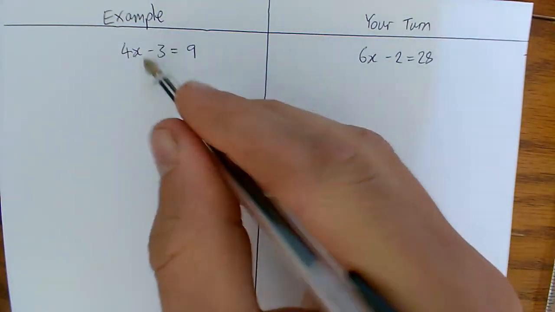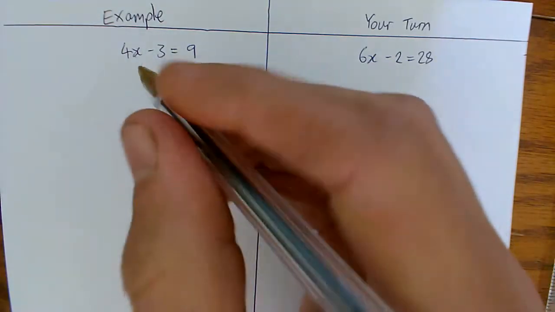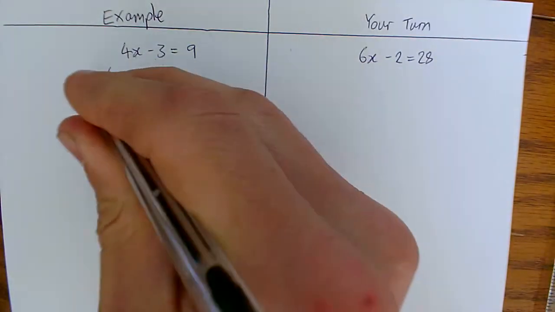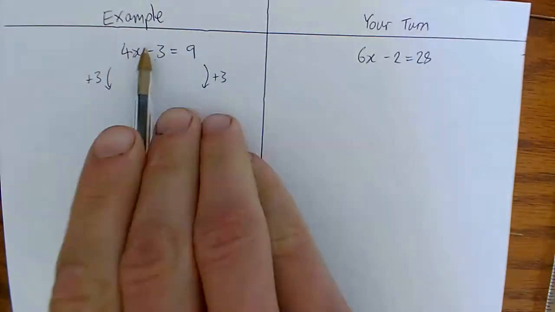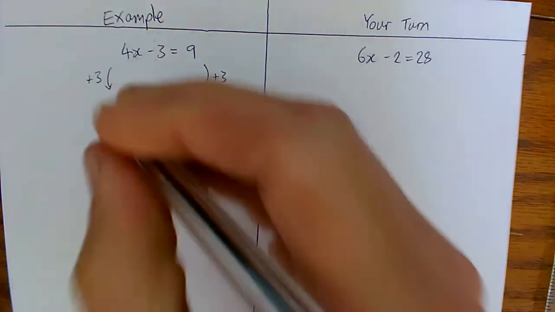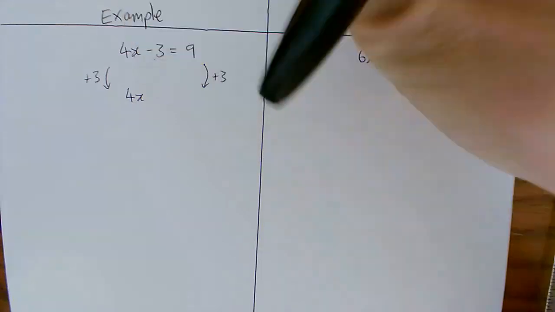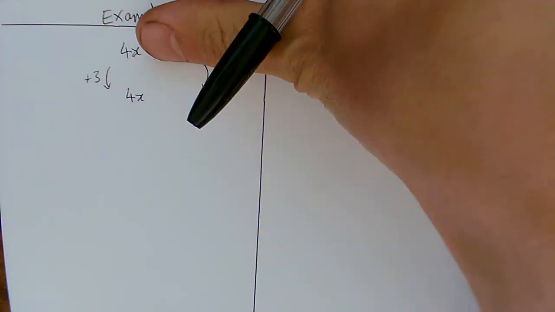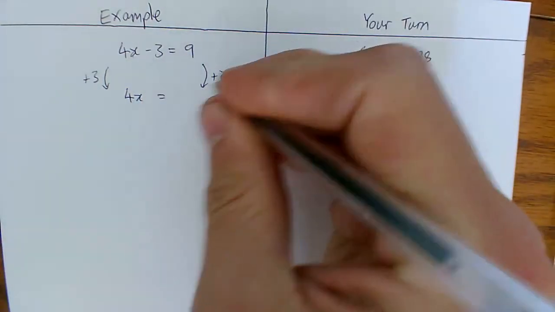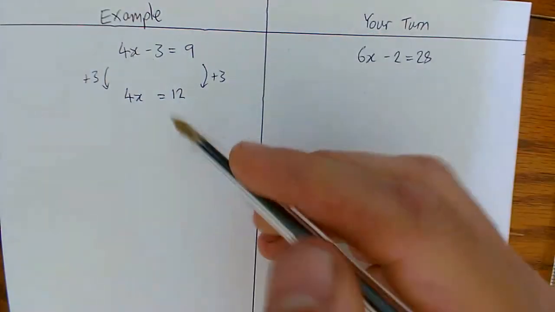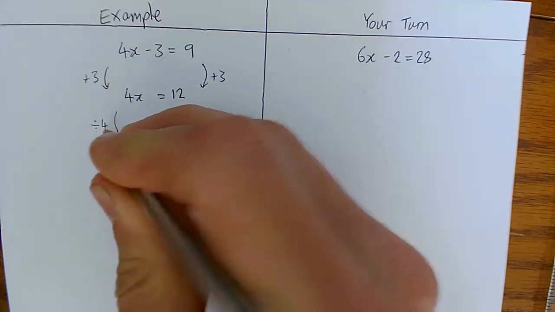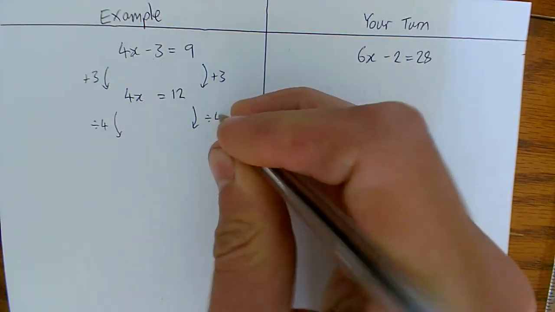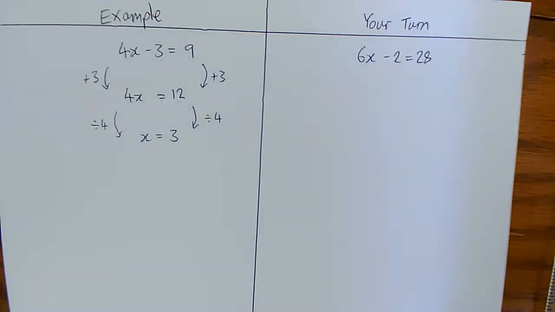So as I said, first thing we need to do is deal with the takeaway 3. The opposite of taking 3 off something is to add 3. So if I add 3 to both sides, that's going to go away, and we're just going to get left with 4x. Adding 3, we get left with 4x because we've added 3 to -3 and that disappears, and 9 add 3 gives us 12. Now we've got 4 times x. The opposite is to divide by 4 on both sides, and so x equals 3.